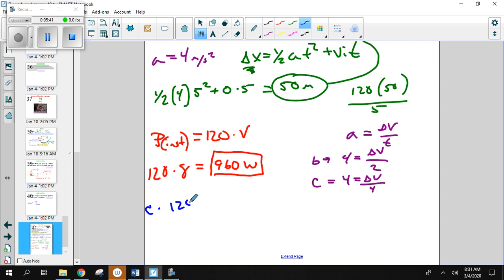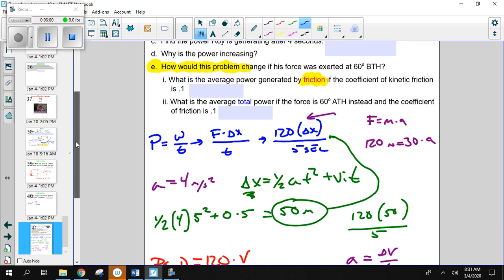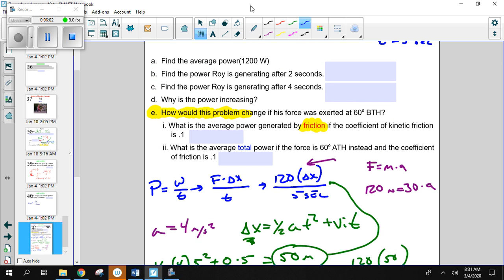Aww. But for part C, we have 120, which is our force, times 16 meters per second. And that'll give us 1,920 watts. Yay, that's more power. Alright, cool. So, why is there a difference? Why is the power increasing?